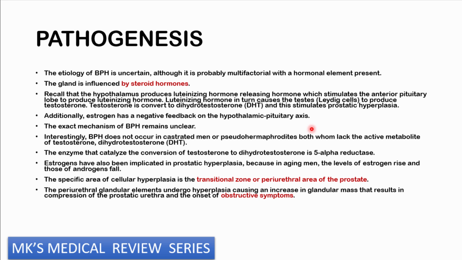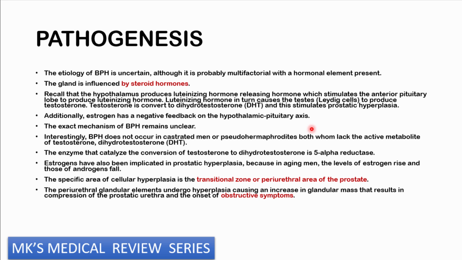So the hypothalamus is going to be producing luteinizing hormone releasing hormone that's meant to stimulate the anterior pituitary gland, which is the master endocrine gland, to produce luteinizing hormone. Now this luteinizing hormone that is released into the bloodstream in turn goes and stimulates the testes, pretty much the Leydig cells, to produce a hormone that is referred to as testosterone. Remember that testosterone is responsible for bringing about the secondary sexual characteristics in a male, and most of this testosterone is going to be converted into a metabolite known as dihydrotestosterone. And this dihydrotestosterone is going to be stimulating prostatic hyperplasia.